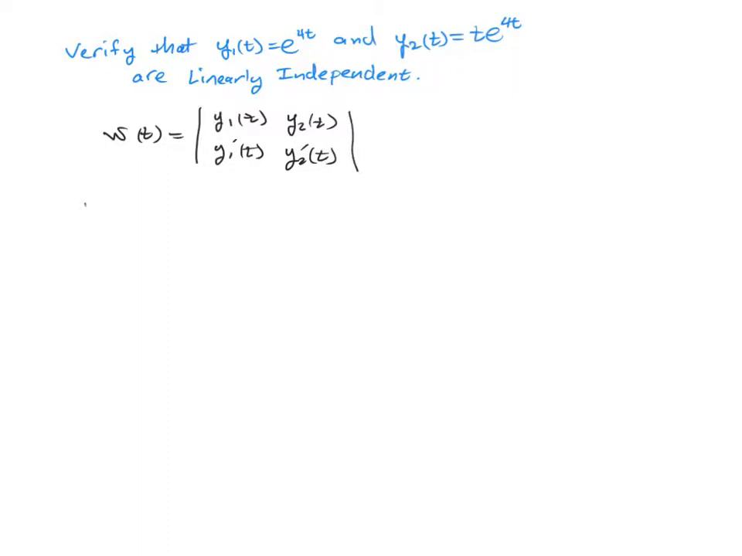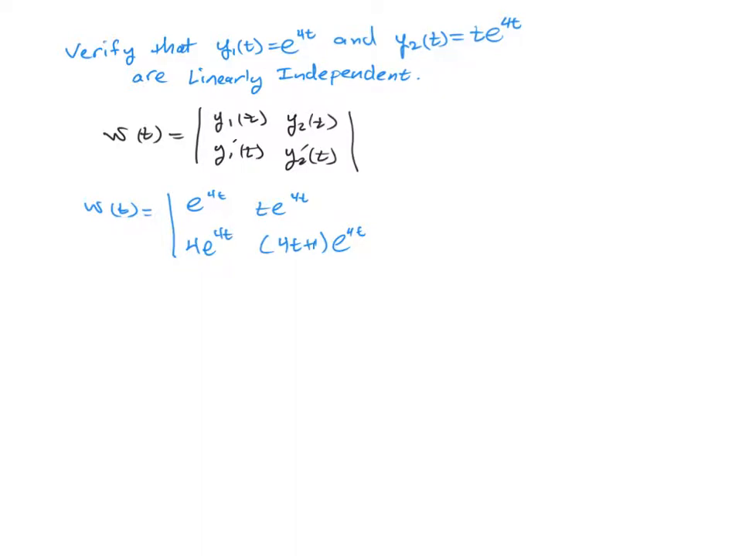So for our problem, our Wronskian is going to have our top row made of our e to the 4t and t times e to the 4t. And then for our second row, it's going to be the derivatives of each. So that's 4 e to the 4t. And then from before, that's 4t plus 1 e to the 4t.